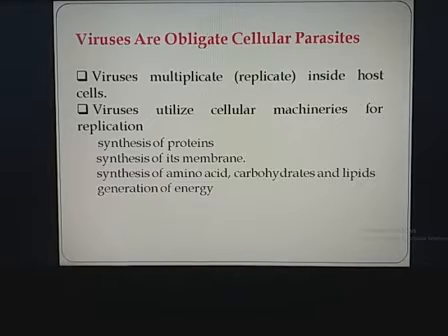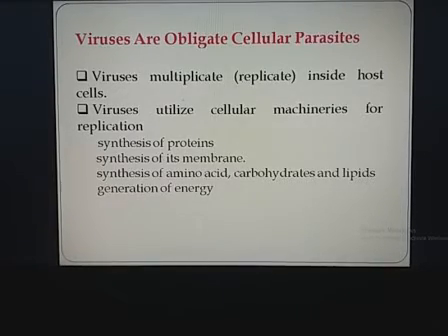So that is why viruses can survive only within the host cell, and that is why they are known as obligate intracellular parasites. Obligate means restricting its surviving capacity only to certain organisms or hosts.